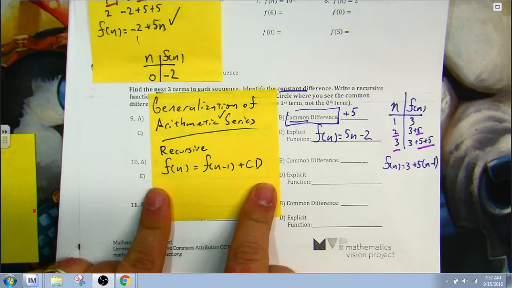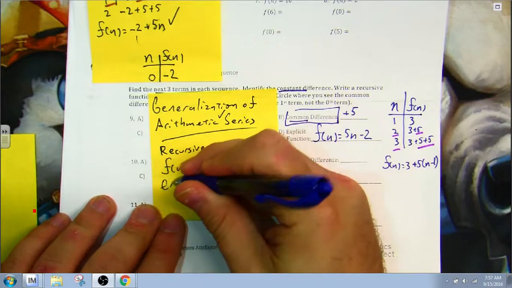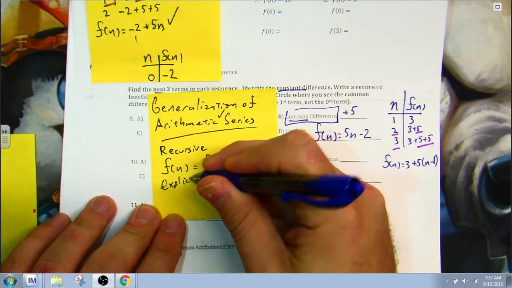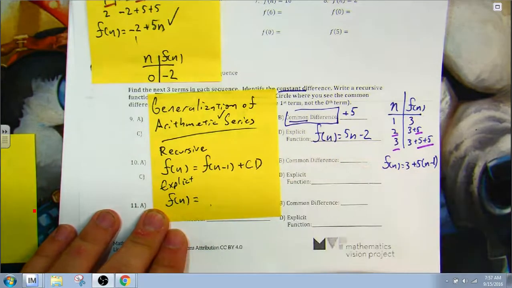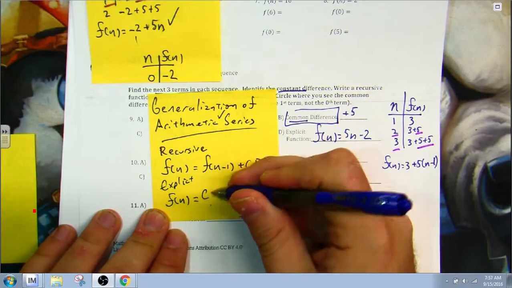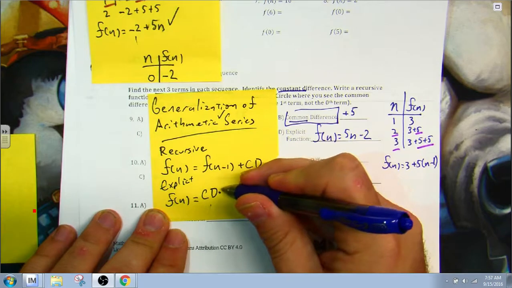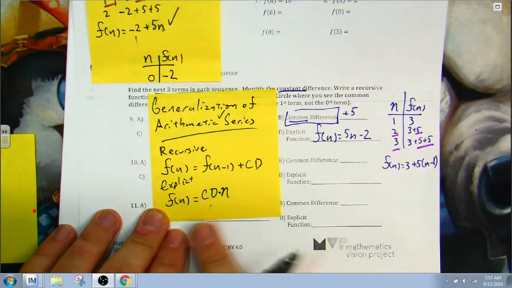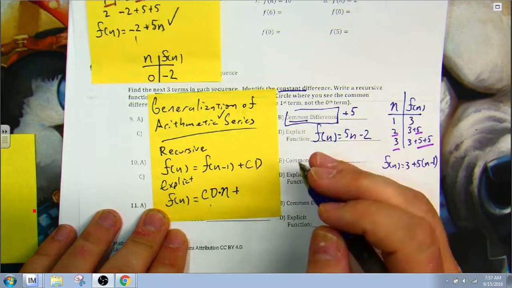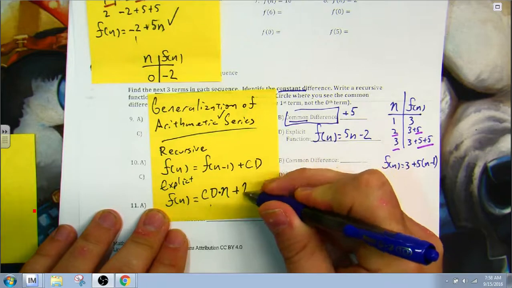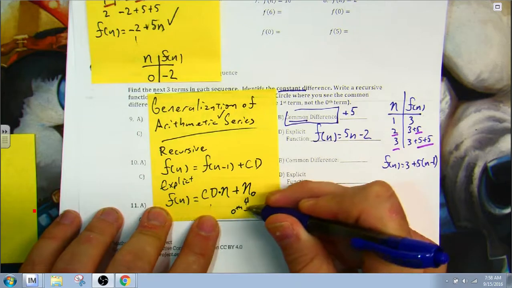It's pretty simple. Now it gets a little bit more difficult when instead of recursive we're looking at explicit. But here's how explicit works. Your f of n is going to equal your common difference times n, okay, whatever your common difference is, times n, plus your starting amount, your zero amount. So I'm going to write n with a little 0. This means the 0th term.